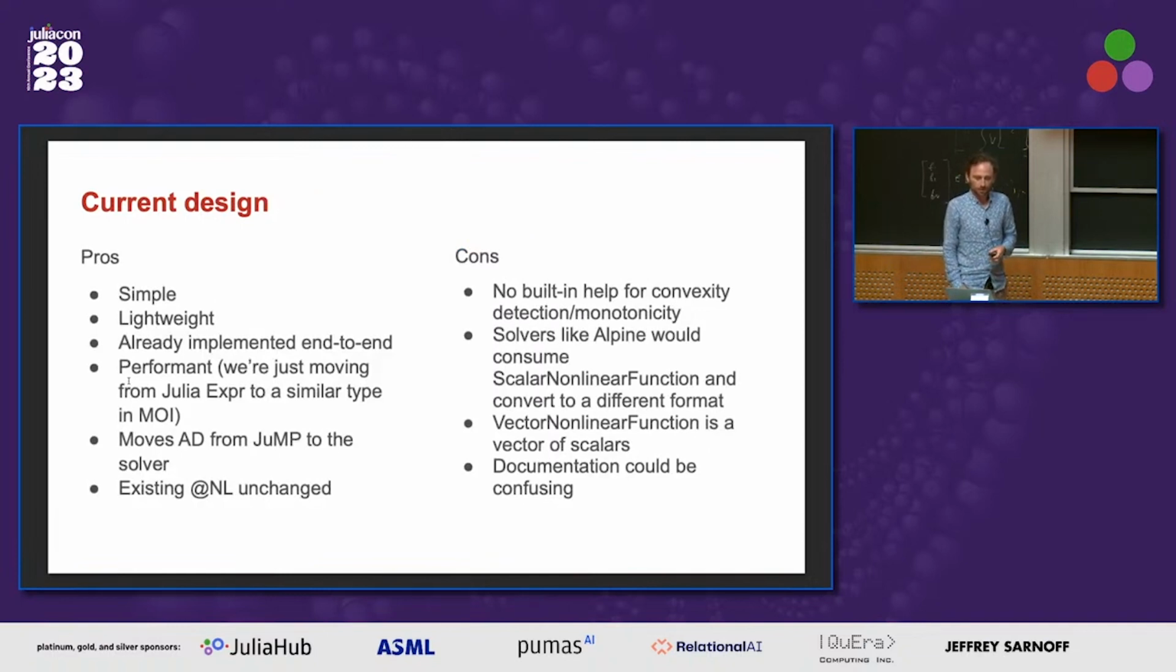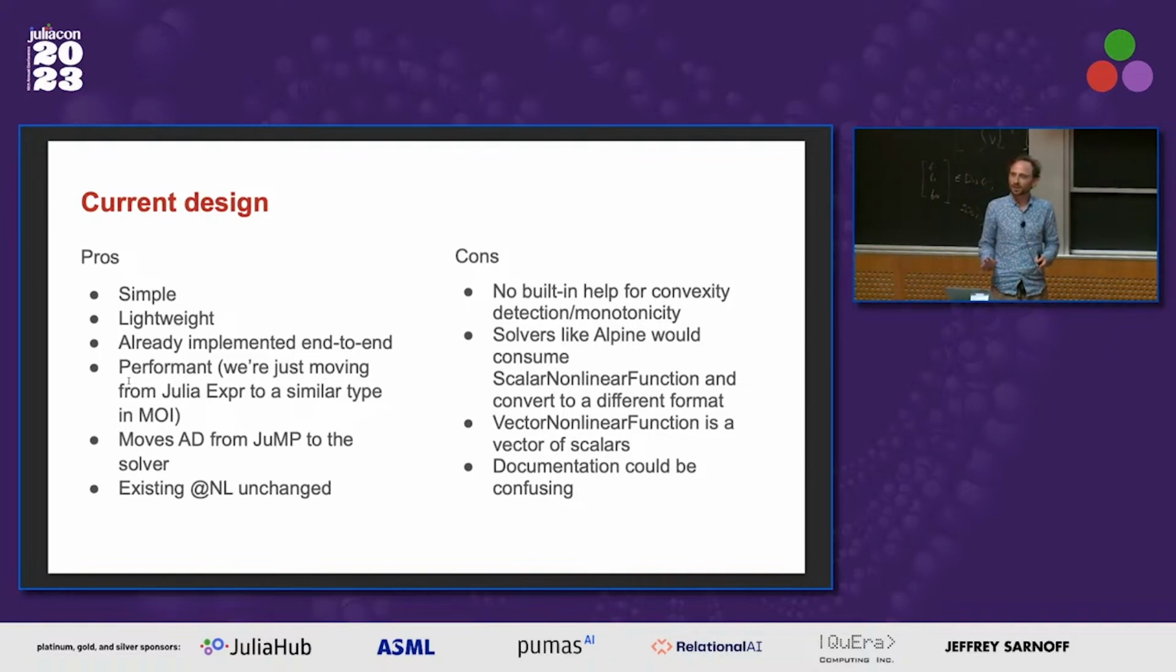So I guess to summarize what I've been talking about over the last 20 minutes, the pros and cons of this current design. I guess the pro is that it's simple, right? So we chose the simplest structure that we could, which is the symbol is the head and the vector of Any. It's really lightweight, so it's kind of up to you to do what you want with it.